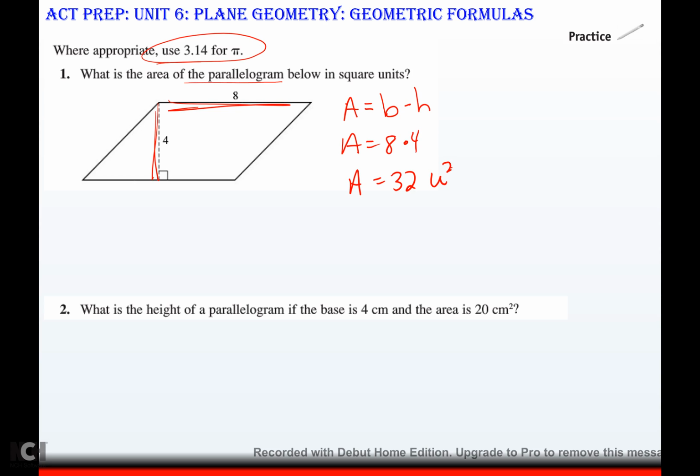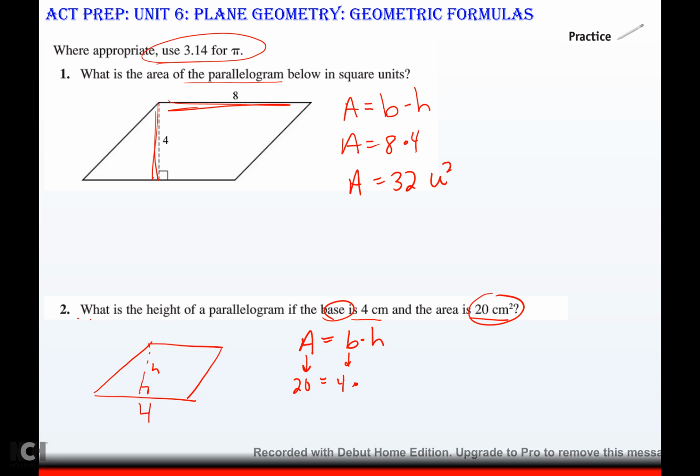Okay? Number 2, it says, what is the height of a parallelogram if the base is 4 and the area is 20? I like to draw a little picture here. They want to know the height of a parallelogram, and they're telling me that its base is 4 and that the area is 20. Well, again, area of a parallelogram is base times height. They told me the area is 20. They told me the base is 4, and they want me to find the height. So to get h alone, I divide by 4, and my height has to be 5 centimeters. Okay?